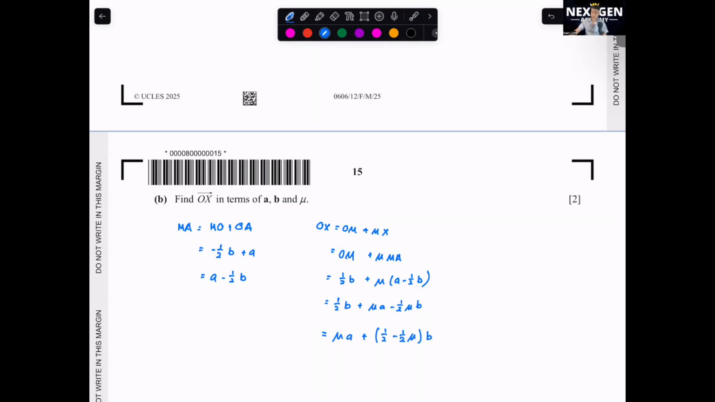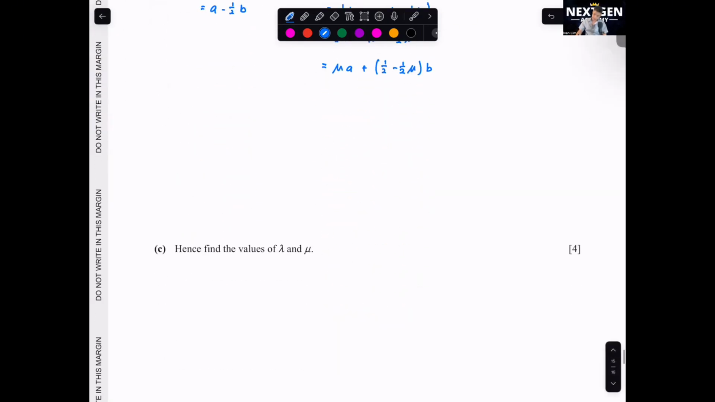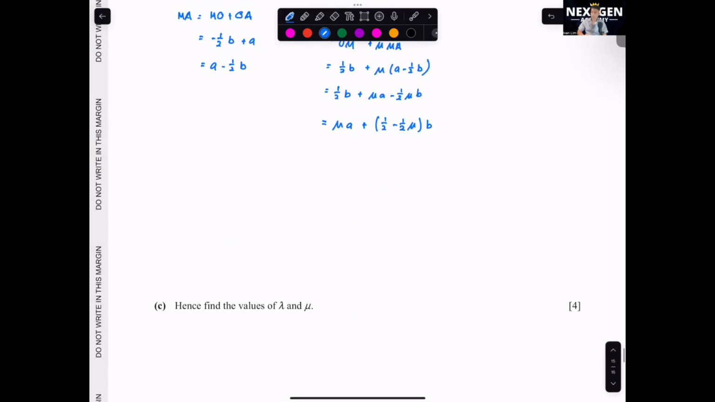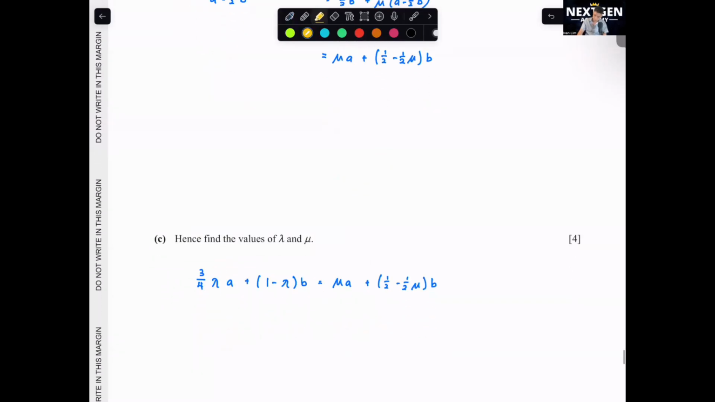Okay, you just follow whatever expression that they give you. Then the last one, hence find the value of lambda and mu. So we equate both the OX with each other. From A and B, we get 3 over 4 lambda A plus 1 minus lambda B equals mu A plus 1 over 2 minus 1 over 2 mu B. We equate both of these together, A and A, B and B to each other.